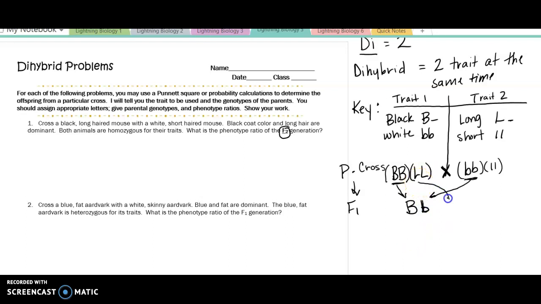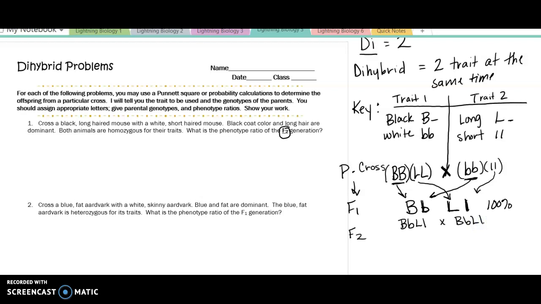What can this parent give for hair length? It can only give the big L. What can this parent give for hair length? It can only give the little l. And so the F1s are going to be 100% heterozygous, black, long-haired mice. The F2s then are when you take two of the F1s and you cross them together. And so the F2 is going to be where you take heterozygous black, heterozygous long, and cross it to a heterozygous black, heterozygous long.